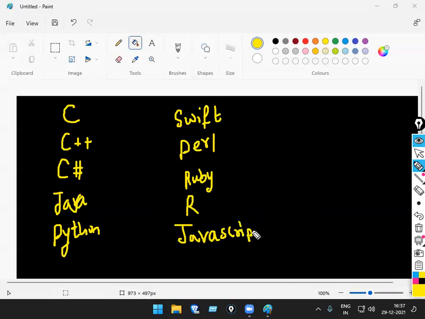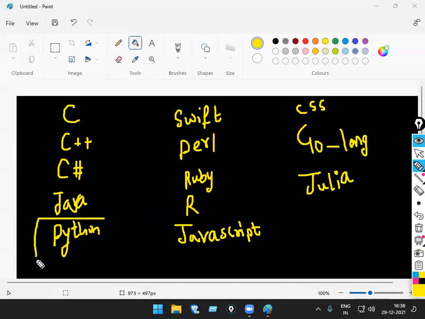You can say CSS also, not an issue. HTML is not a programming language. Even CSS will not be counted, but CSS I still consider. Apart from these languages, a few other names you have to know: Golang by Google, and the last one, Julia. These are all programming languages as well as scripting languages.